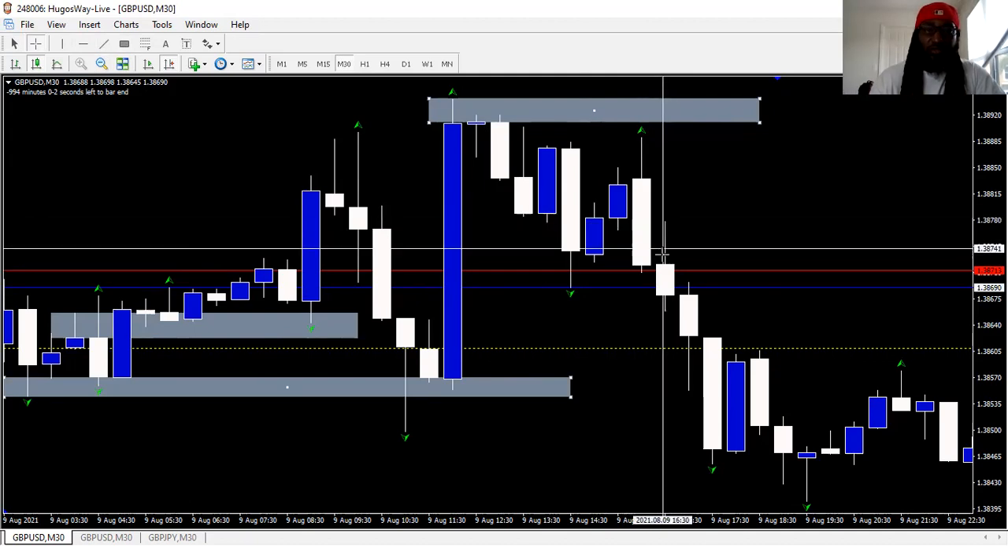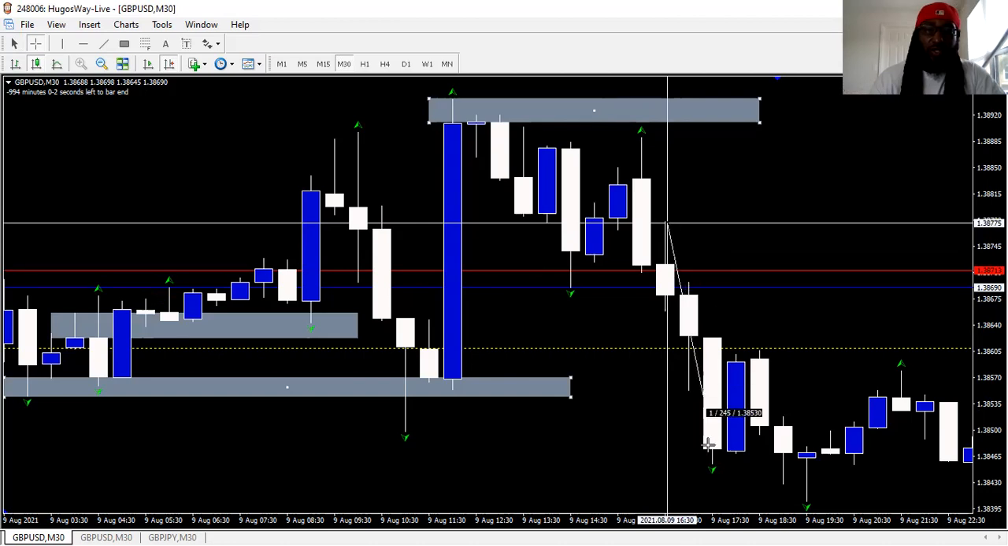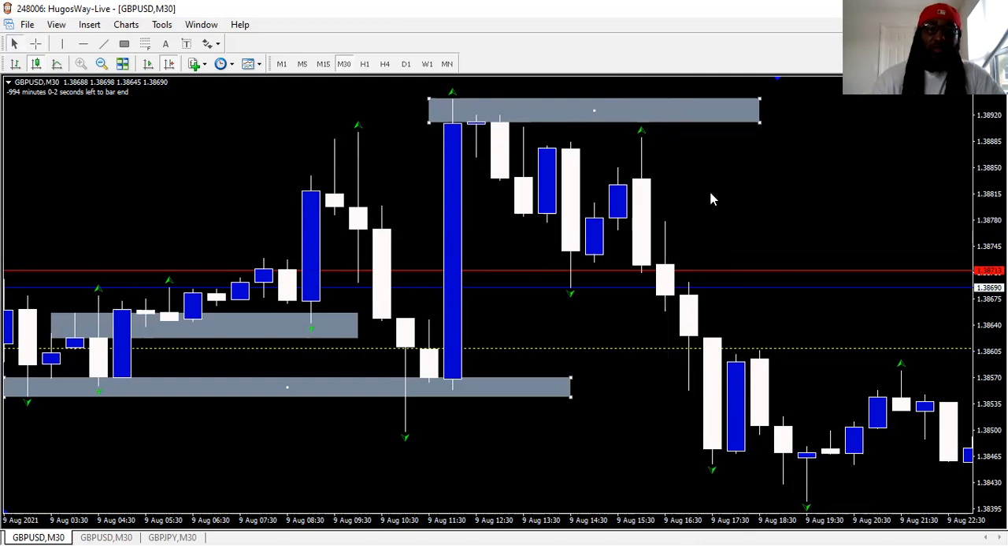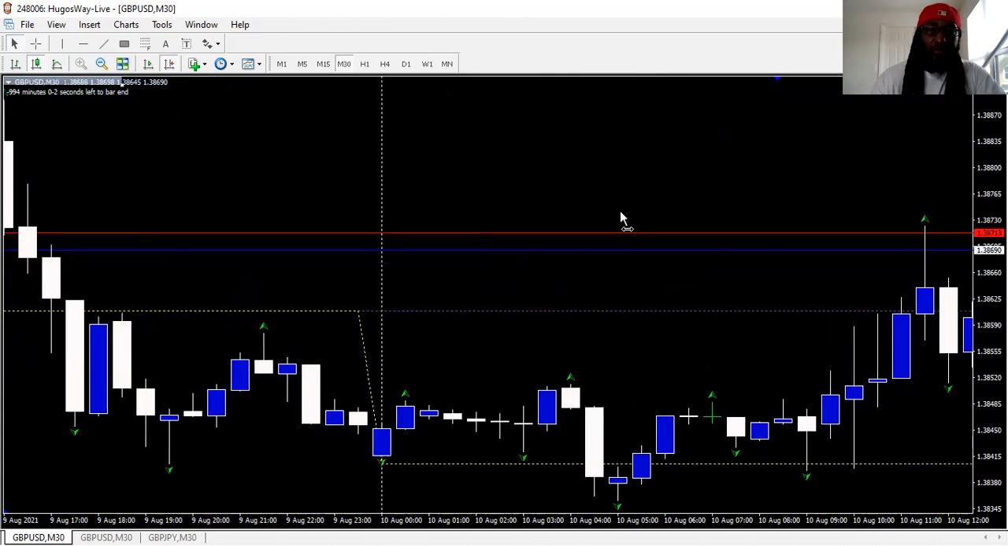You can take this trade, but if you needed to break that low, you can wait till it breaks that low. But this is your entry candle right here. You can take this trade all the way down. That's 32 pips. You wanted to hold it all the way down here, that's 37 pips. All right. Now let's get into Tuesday.